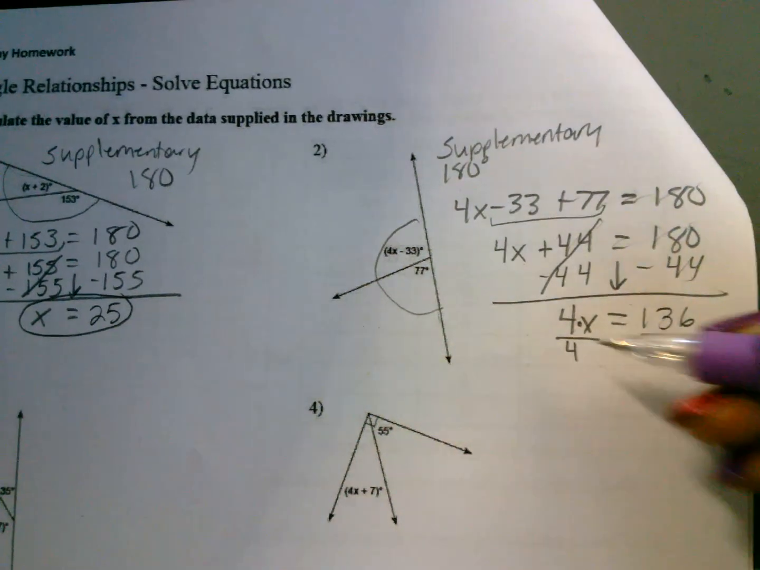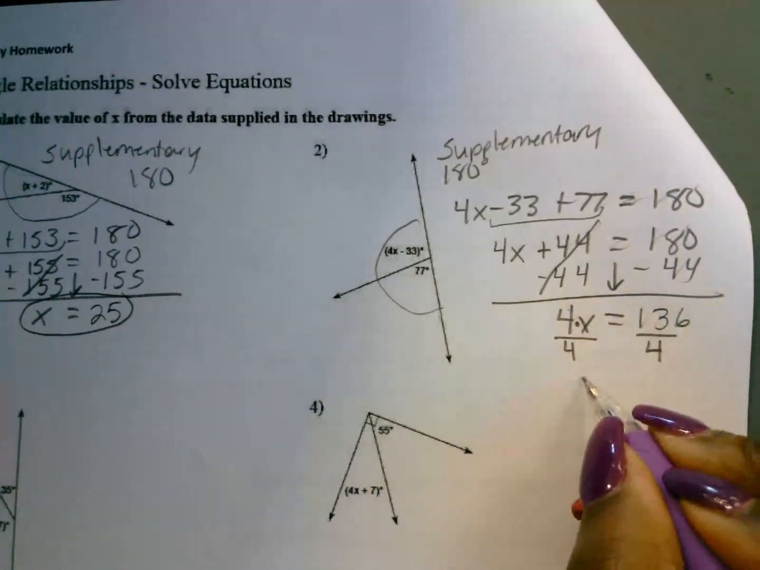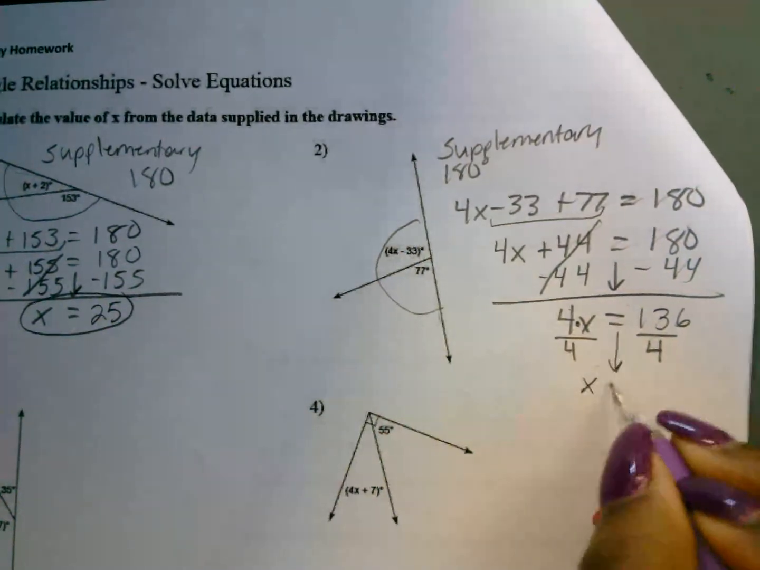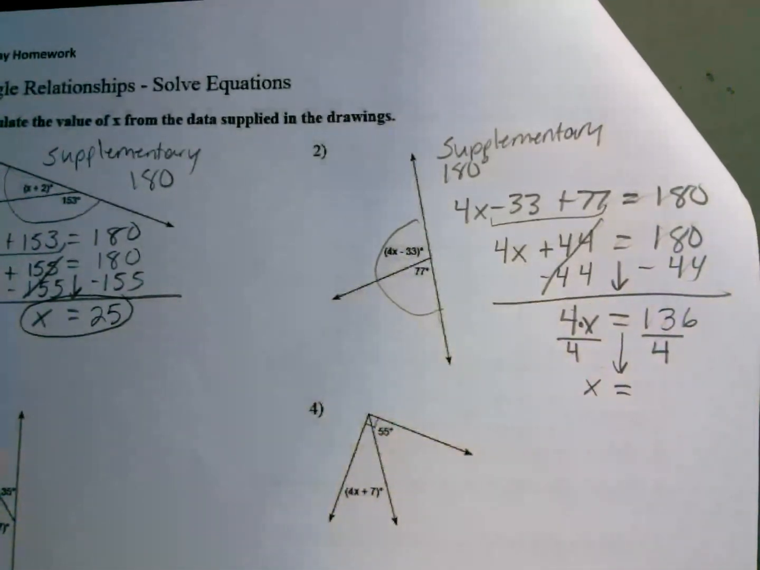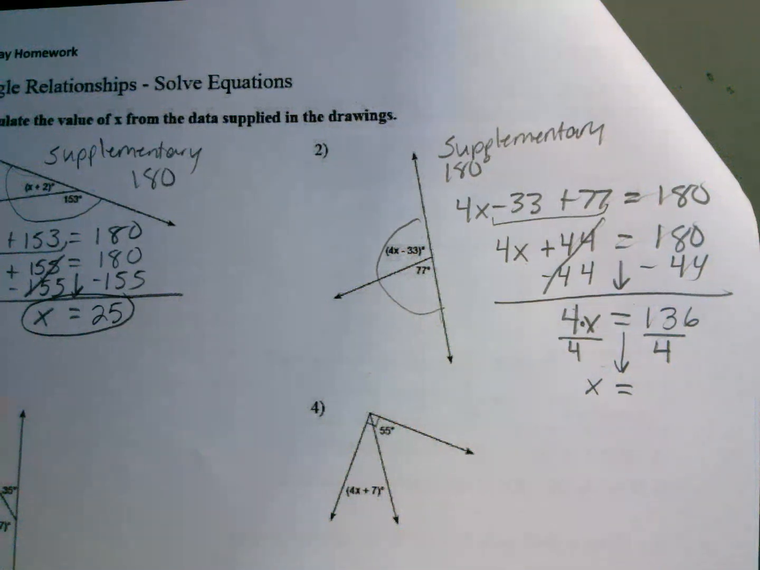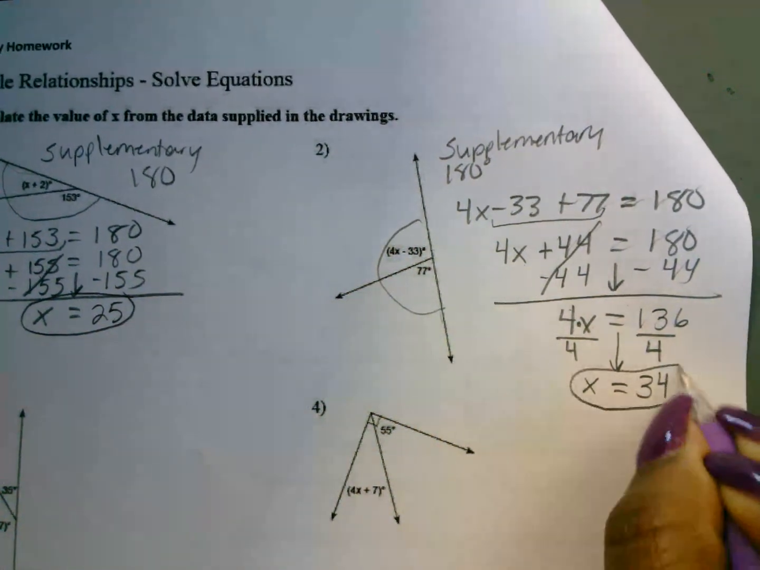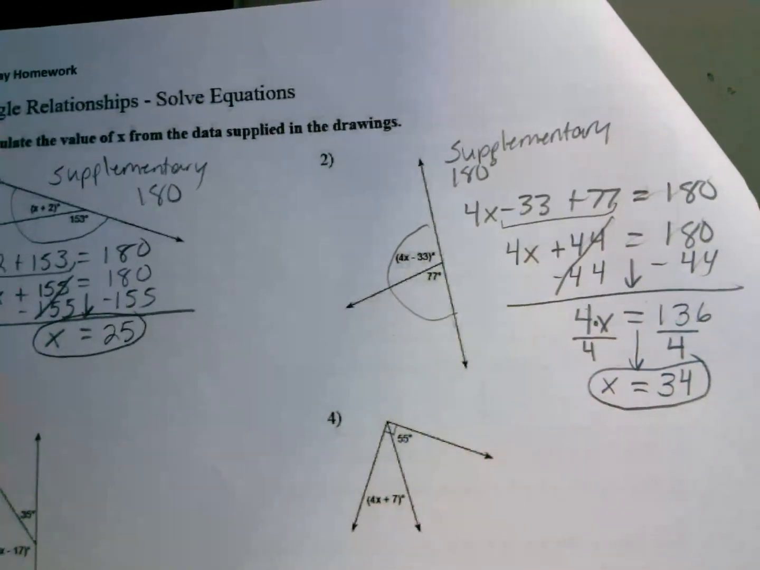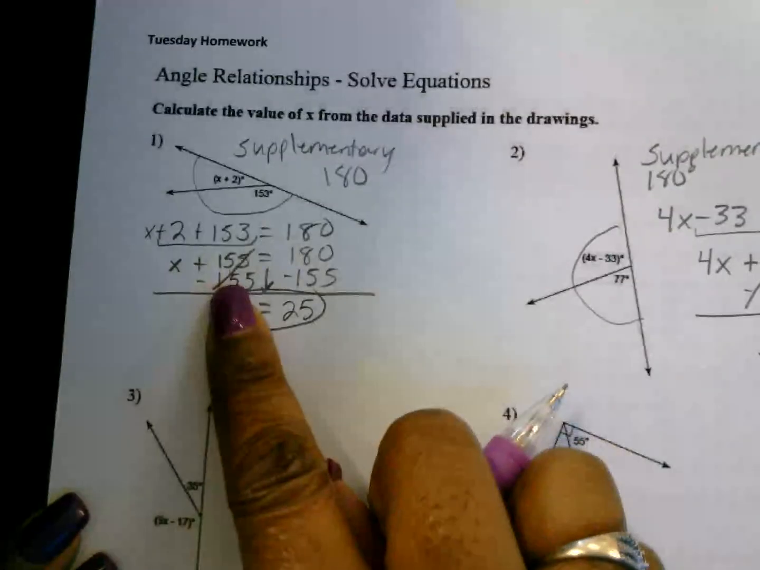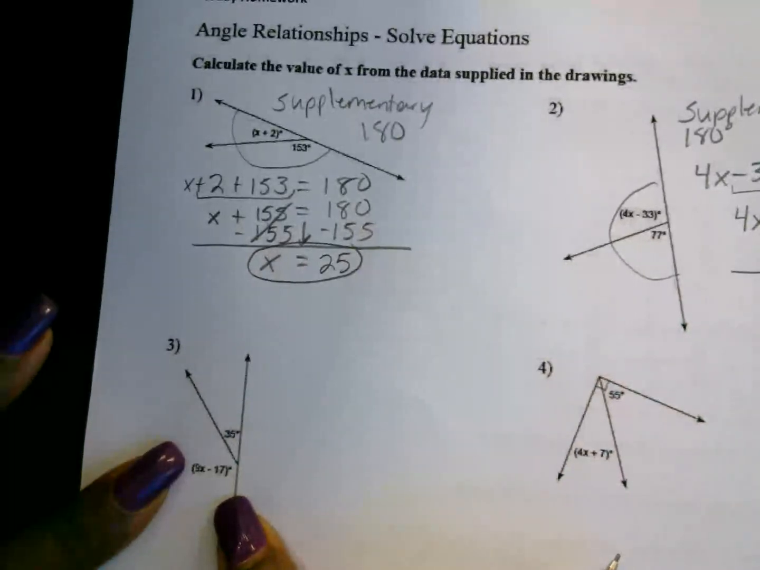Okay? 4 divided by 4 gives you 1x. Bring down the equal sign. We have 136 divided by 4. That gives us 34. Okay? All right, let's look at a different kind of problem. This one is going to be the same as 1 and 2. You should be able to do this one on your own.